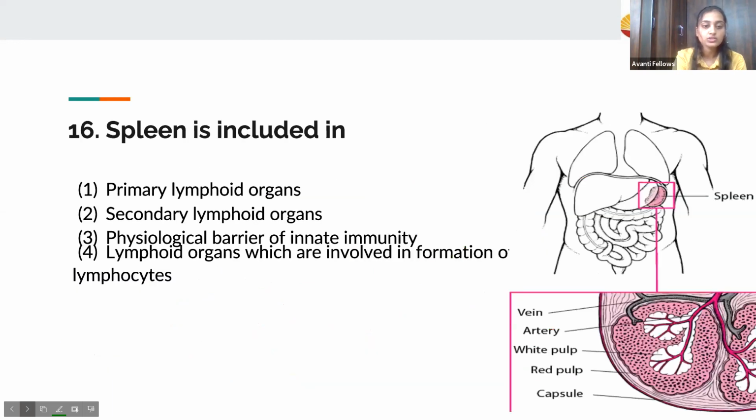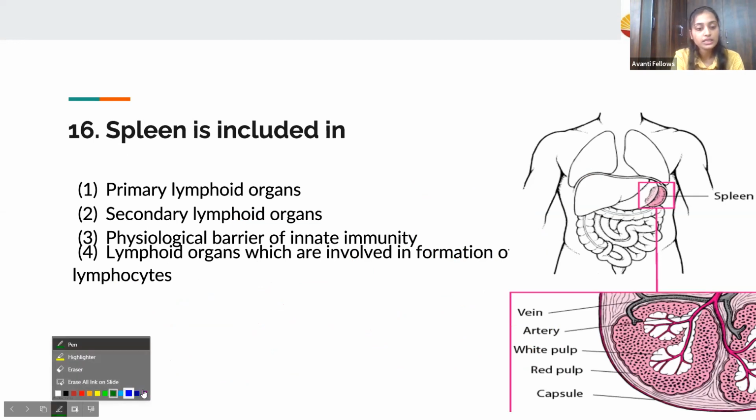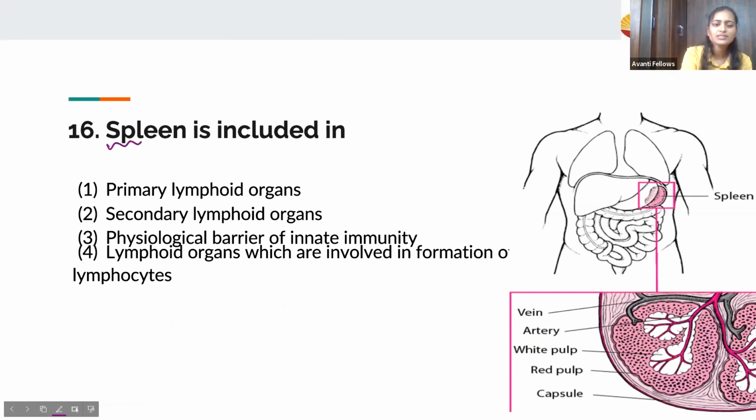The next question is the 16th question, which says spleen is included in. We all know that spleen is a very small organ. Here you can see it is a very small organ present in the ribcage, just beside our stomach. This spleen is a lymphatic organ of our body.